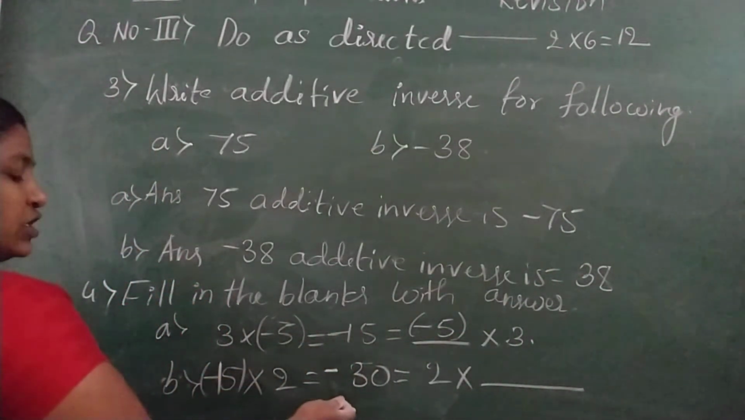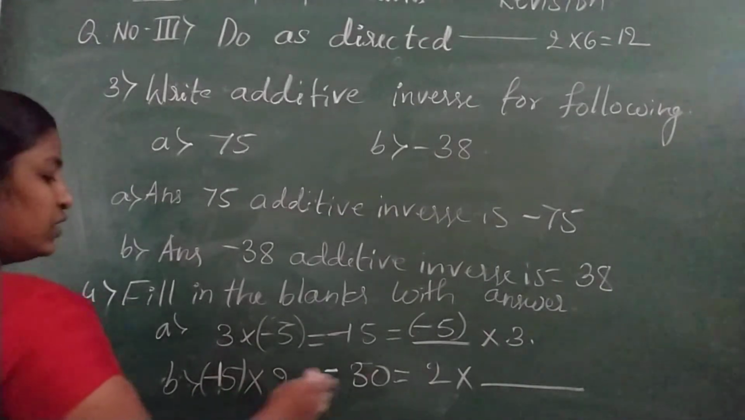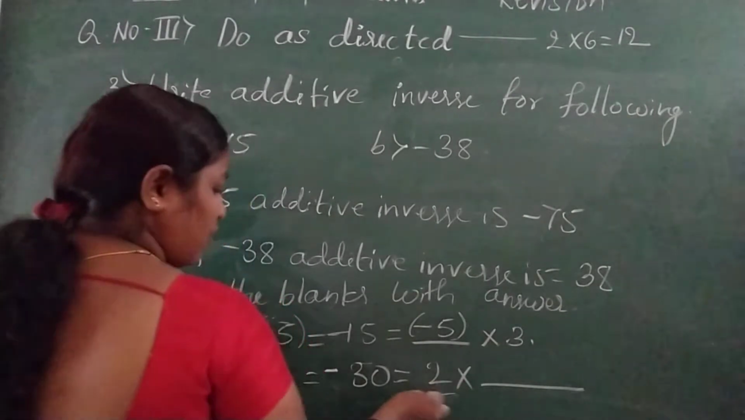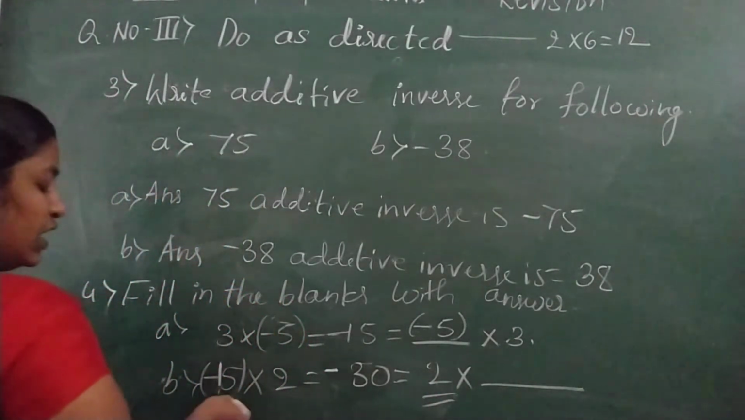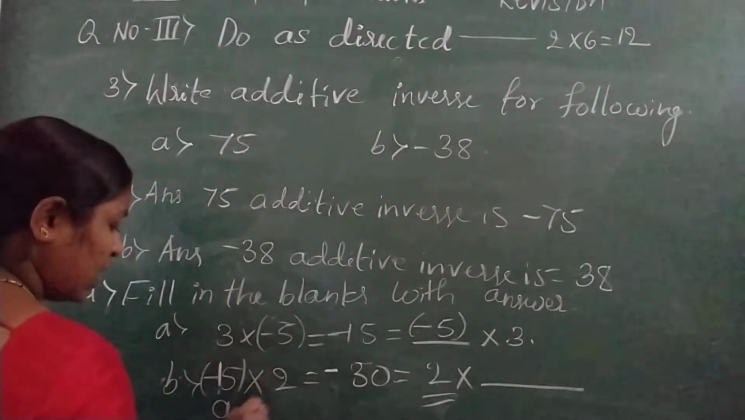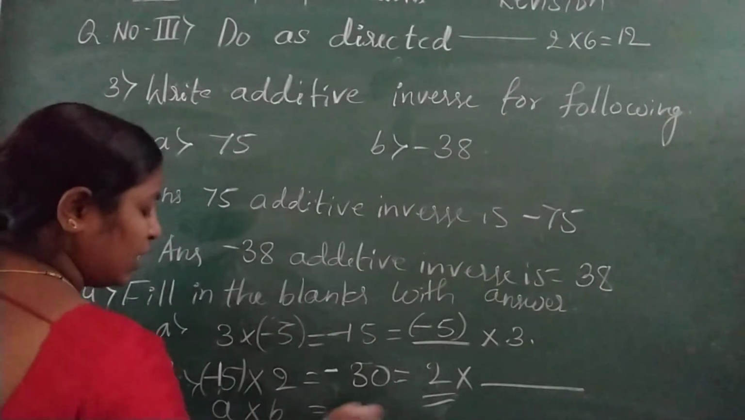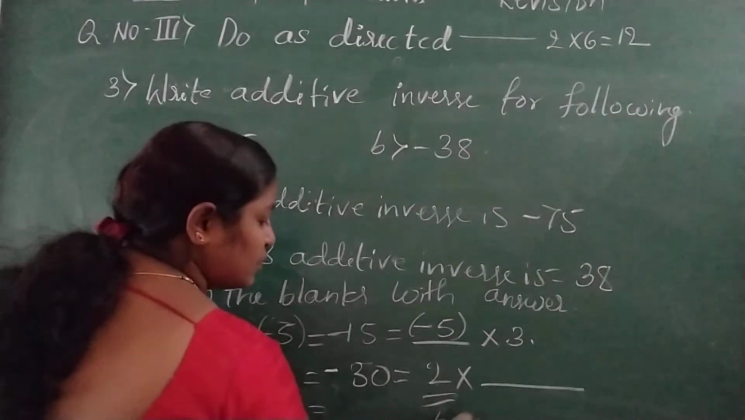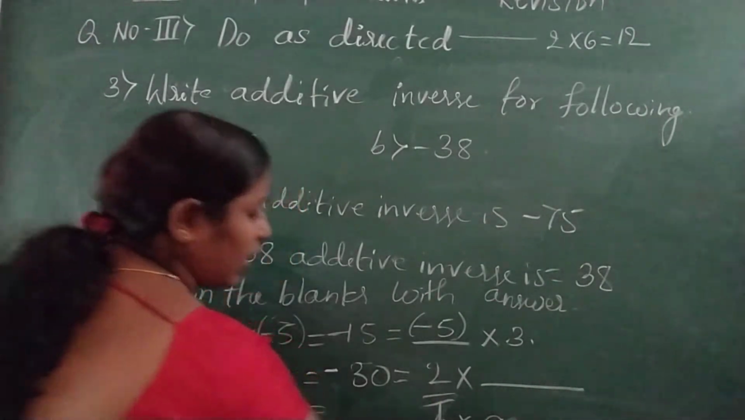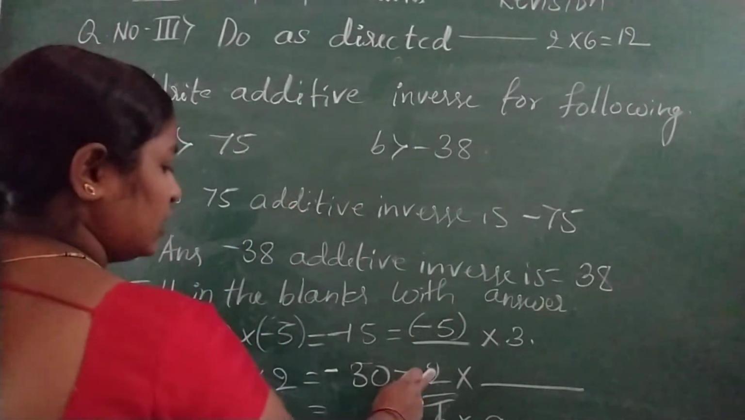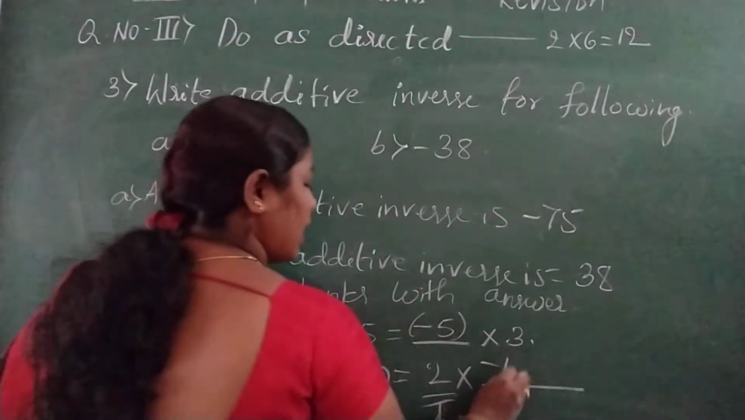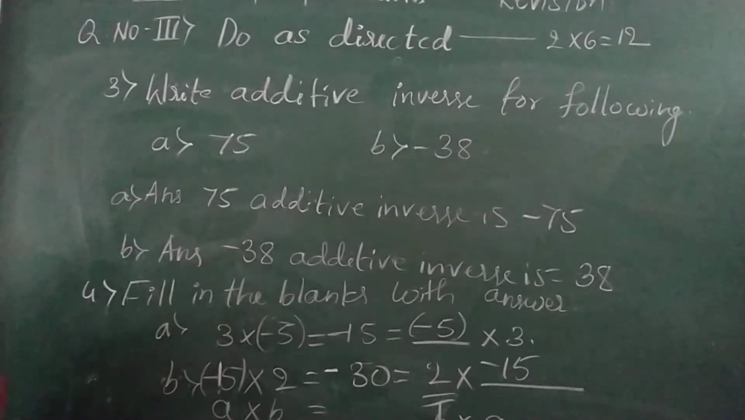Here also same, this is order property. 15 2s are 30, minus into plus minus. Here 2 has come first, order has changed. Here what is this? A into B. Here what has it become? This is B, it has become B into A. So what is B? That has come as 2. So A you should write here, that is minus 15. Okay.